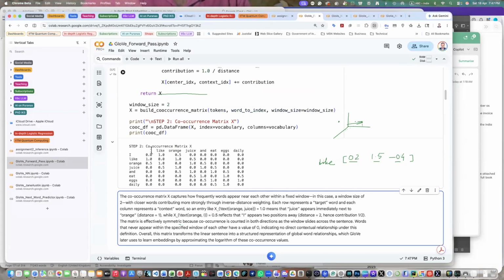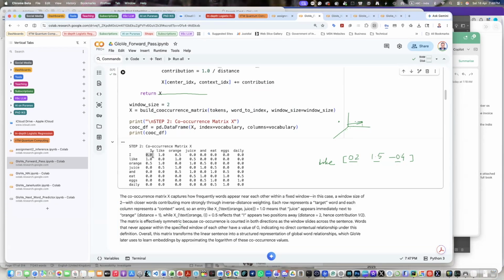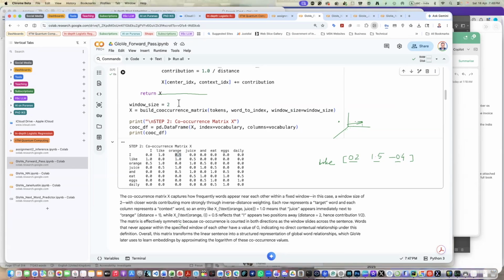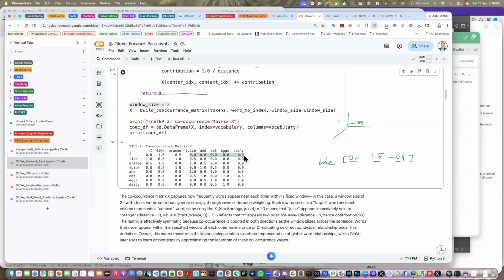So here you see that my sentence was: I like orange juice and eat eggs daily. The co-occurrence matrix says that I and I, the distance between them is 0, right? But I and like, the distance between them is 1, because there is one word difference between the two. When it comes to I and orange, it becomes 1 by 2, because the distance between them is 2. So 1 divided by 2 becomes 0.5. My window size here is 2, so anything outside the window size of 2, I say there is no co-occurrence between these two words.